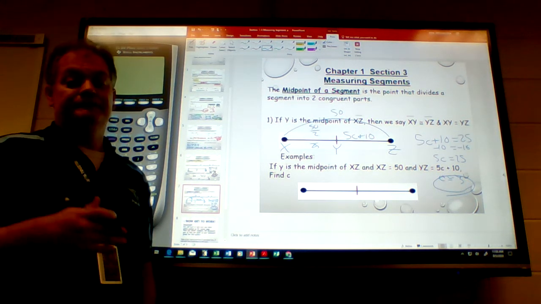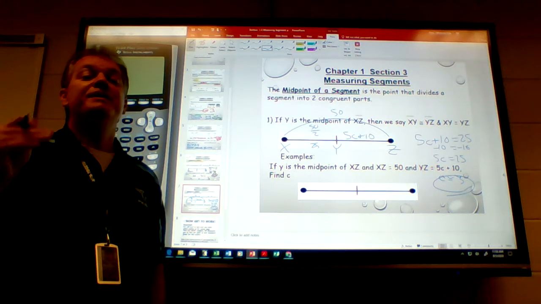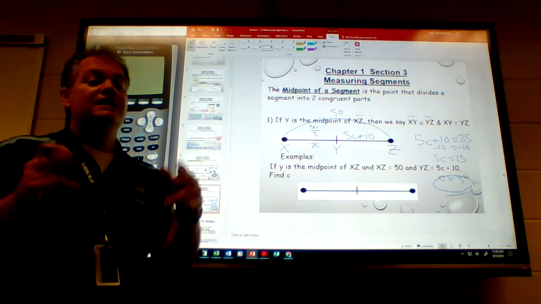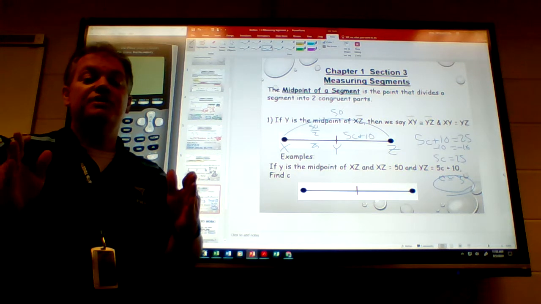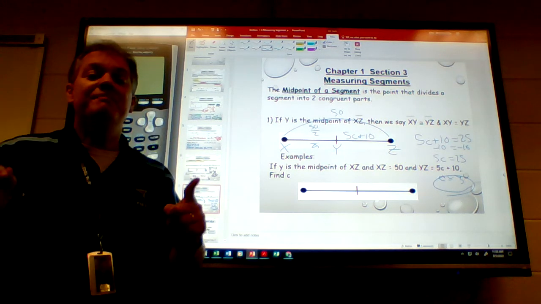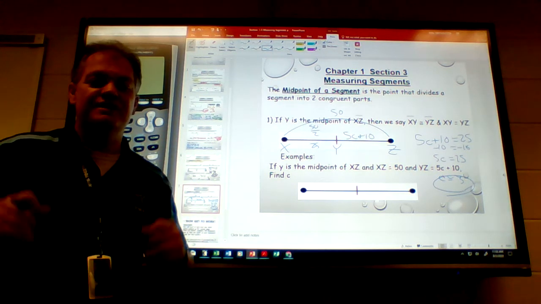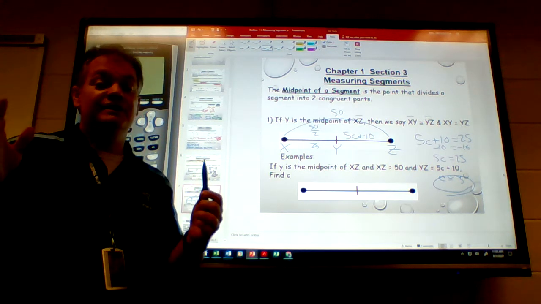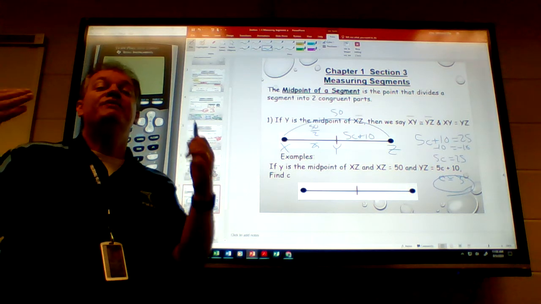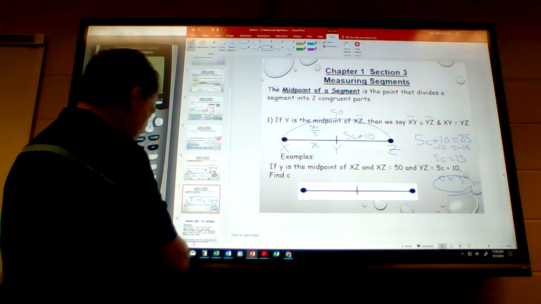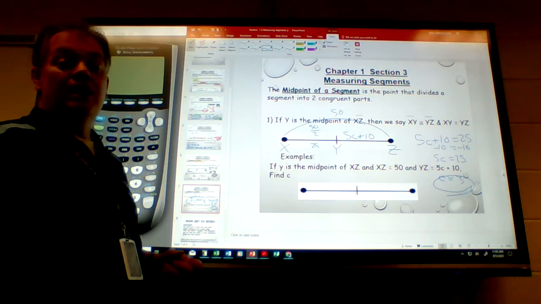So there you go. You got to look for keywords. Midpoint. If it says midpoint, you set both parts equal. If it doesn't say midpoint, you add both parts together and it equals the total. Remember that. That's a key tip you need to remember in this class. And a lot of people don't get that. So be very careful and feel free to ask me, feel free to email me if you have any questions on the topic.